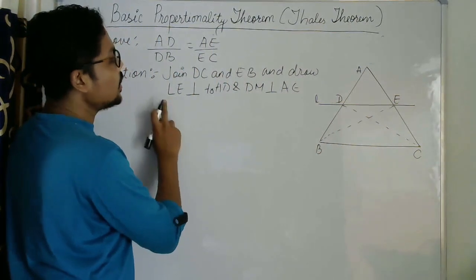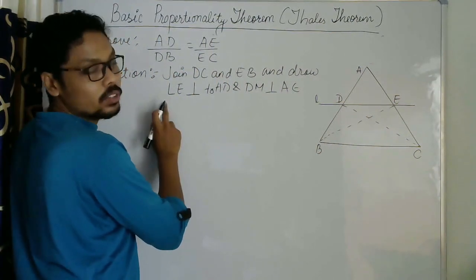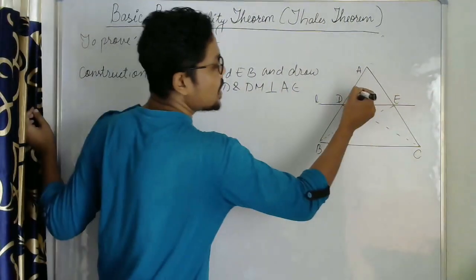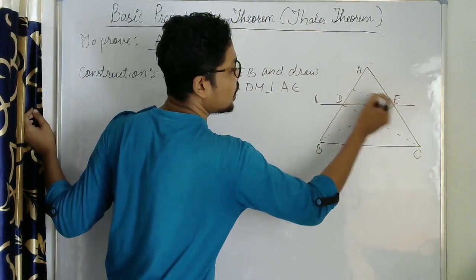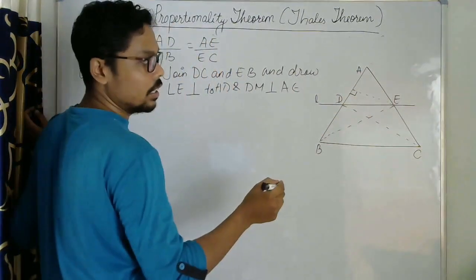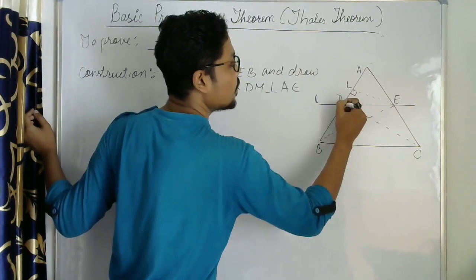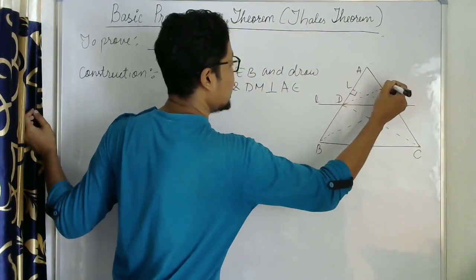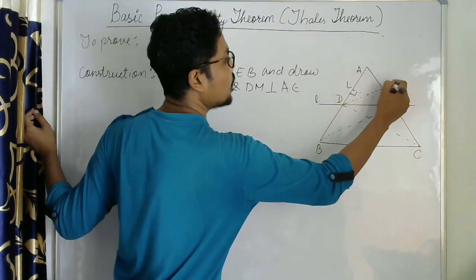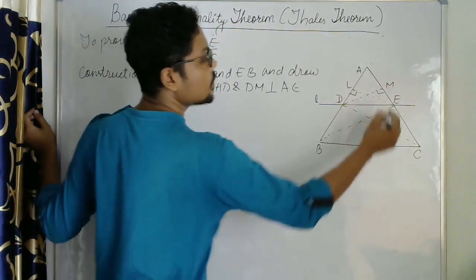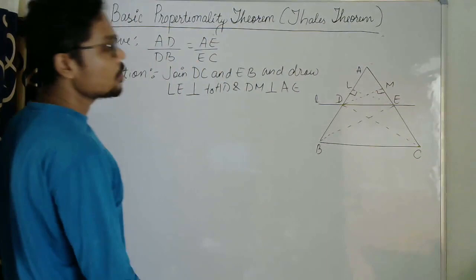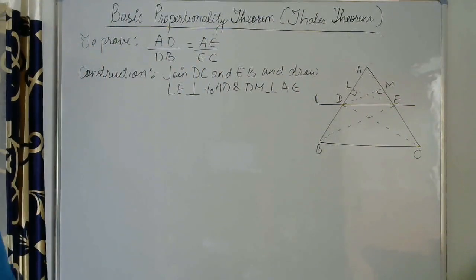Now I will draw a perpendicular to AD. What will that be? LE. So LE means I'm taking this part. Perpendicular means that is 90 degrees. Again DM. So this point is L and this point is M. This is also 90 degrees. Okay, so this is all about the construction. Now we'll go for the proof.